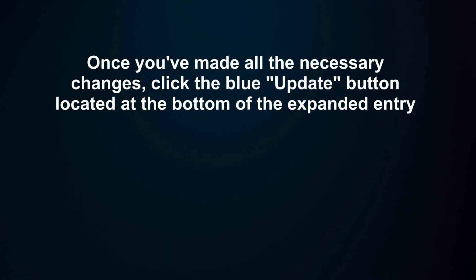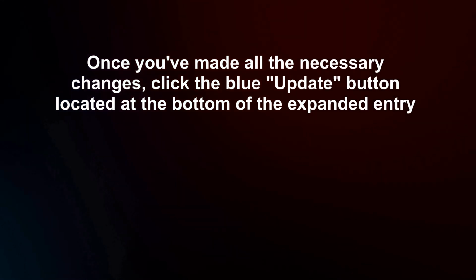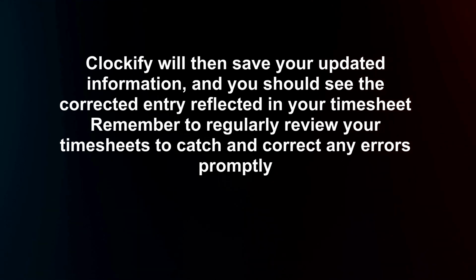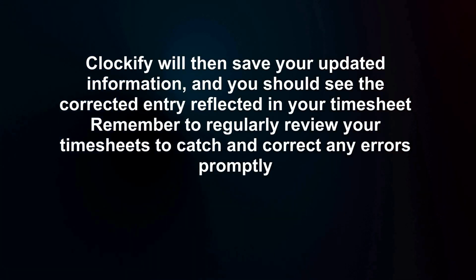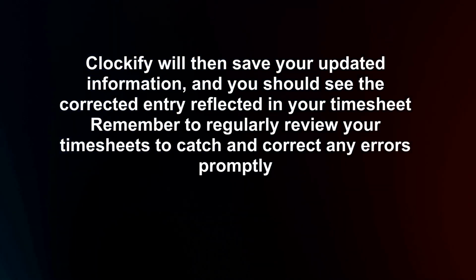Once you've made all the necessary changes, click the blue Update button located at the bottom of the expanded entry. Clockify will then save your updated information, and you should see the corrected entry reflected in your timesheet. Remember to regularly review your timesheets to catch and correct any errors promptly.